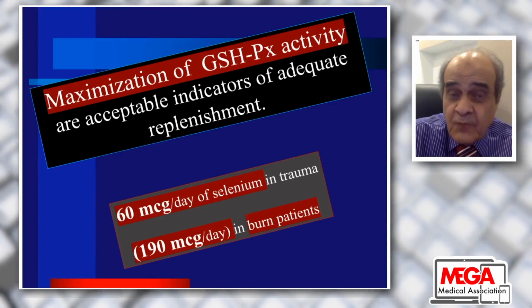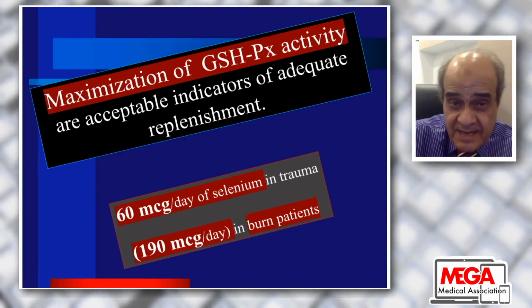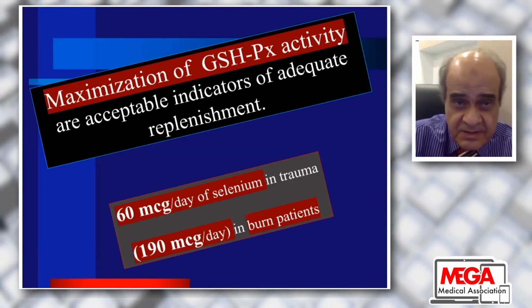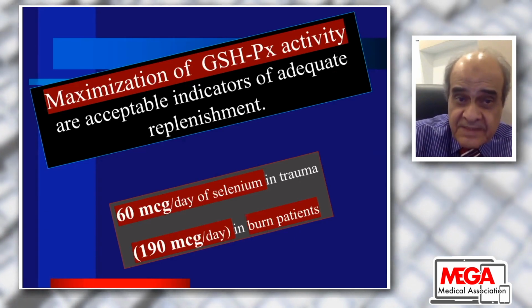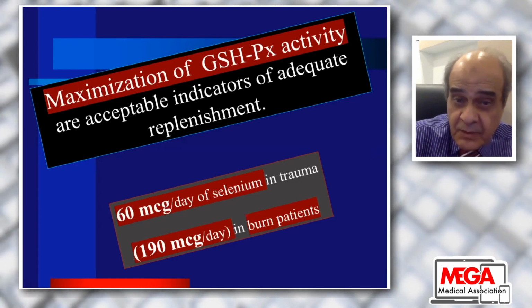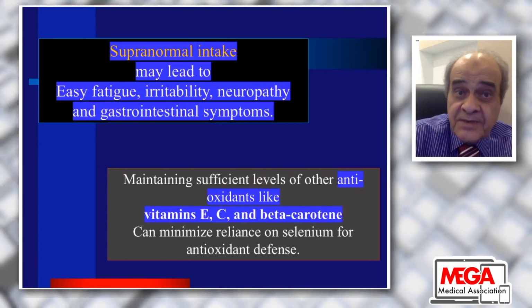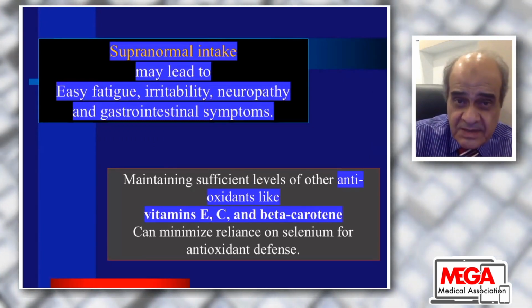Selenium maximizes glutathione peroxidase activity, so it is very important as an antioxidant cofactor for enzymes which work as antioxidants, like glutathione. The daily requirement is 60 micrograms per day of selenium in trauma, and 190 micrograms per day in burned patients. Supranormal intake may lead to easy fatigue, irritability, neuropathy, and gastrointestinal symptoms.